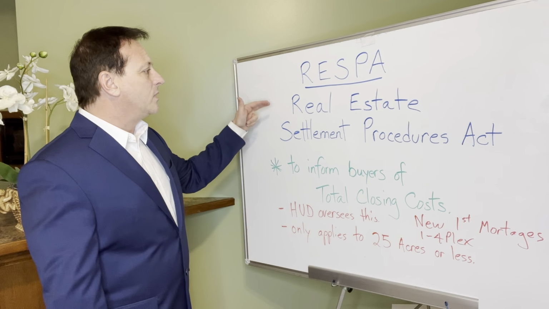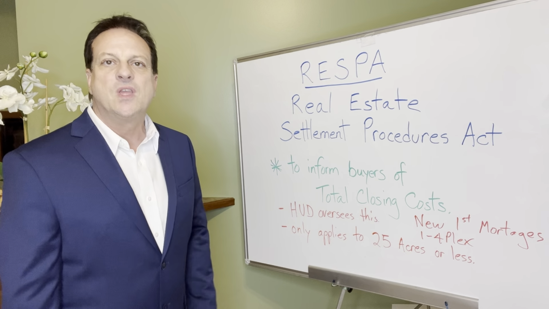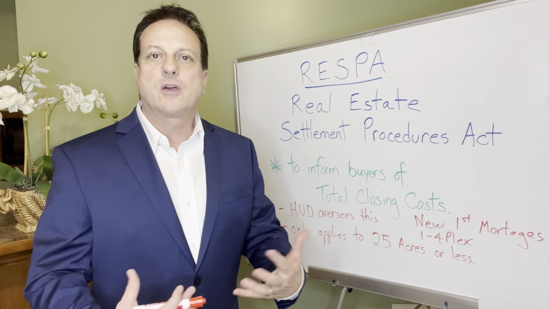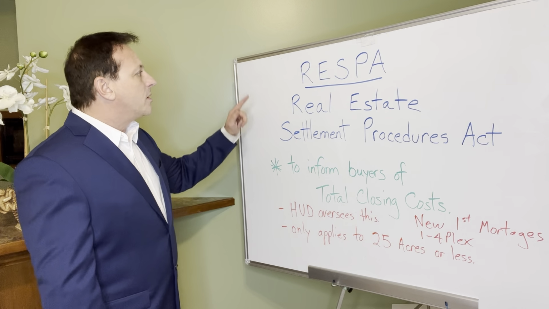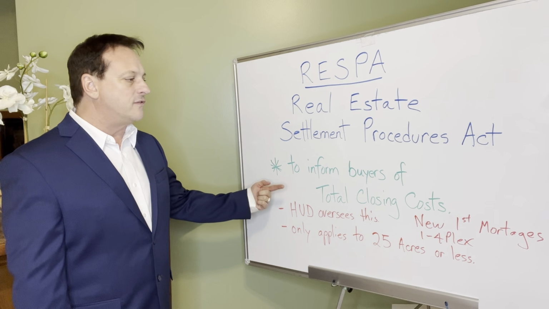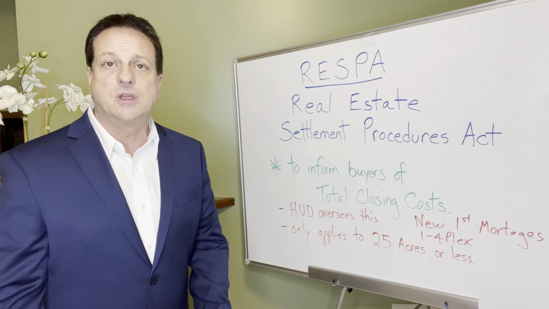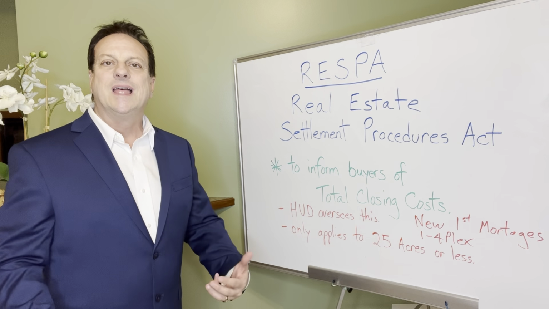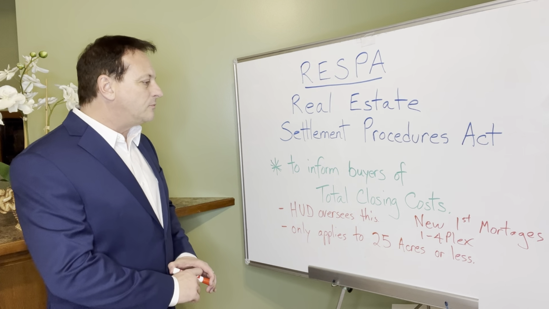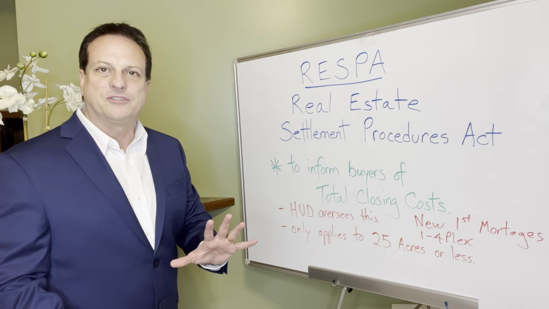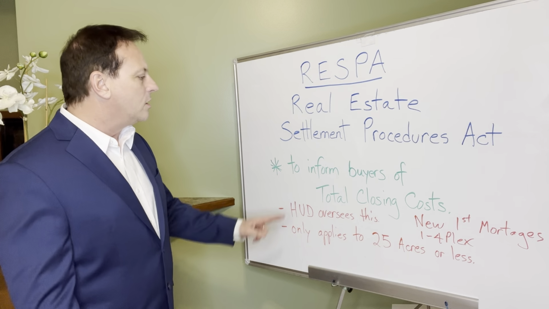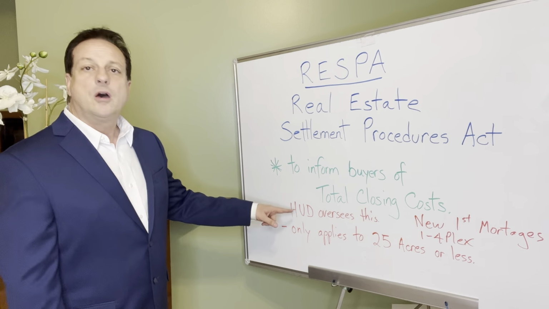RESPA stands for the Real Estate Settlements Procedures Act. Memorize what it is. Now, what is the purpose of RESPA? Remember, there's 5 components to RESPA. We're going to talk about all 5. The purpose of the Real Estate Settlement Procedures Act is to inform buyers of total closing costs. That's a big component of this video because we're talking about legislation that deals with lending. That's the purpose of this video for this subject matter. So now there's 5 components of RESPA, but the main purpose for this video is to inform buyers of their total closing costs. HUD oversees it.